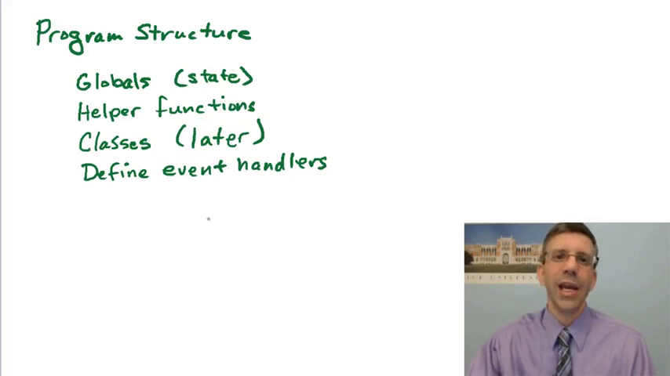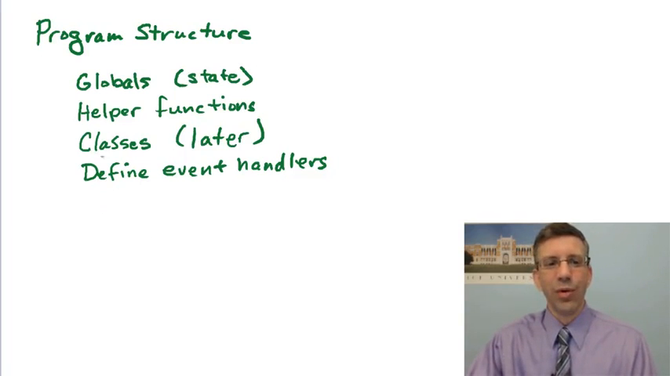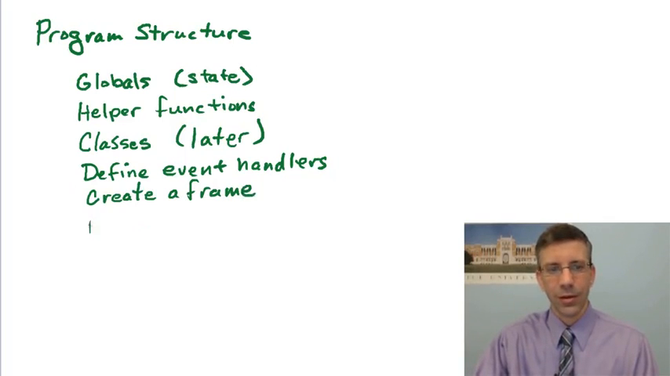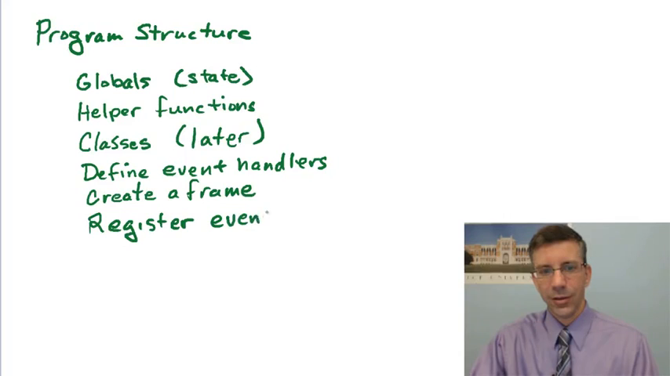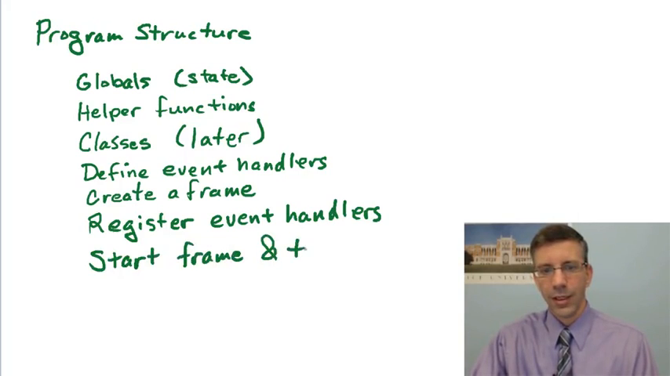And by doing it this way, your event handlers now can easily use the globals, helper functions, and classes that you've defined in your program. At that point, we're now ready to create a frame. And once we have our frame, we can register all of the event handlers that we need. And finally, all we have to do is start our frame and any timers that we have in the program.